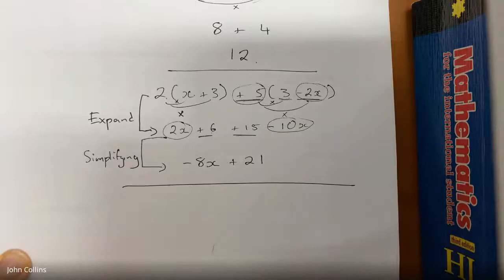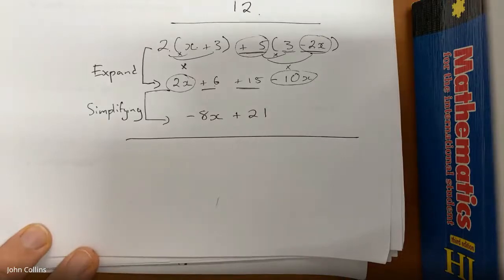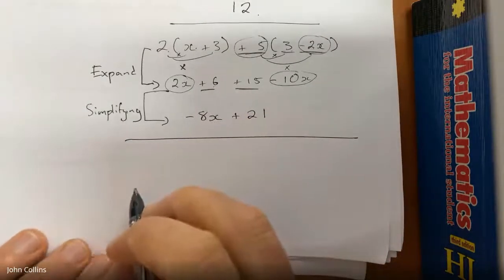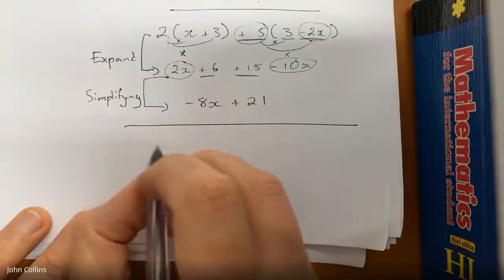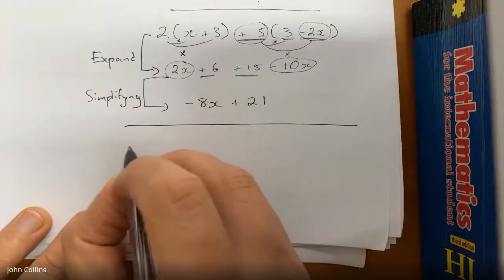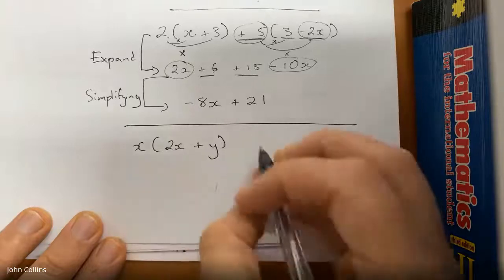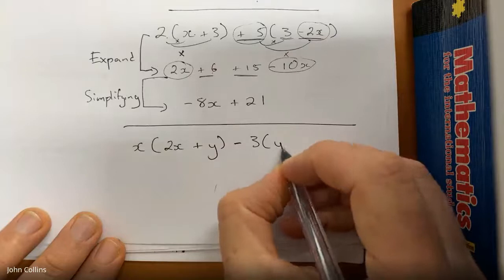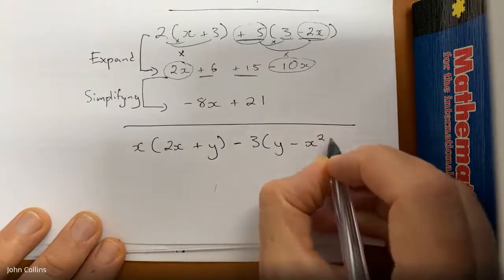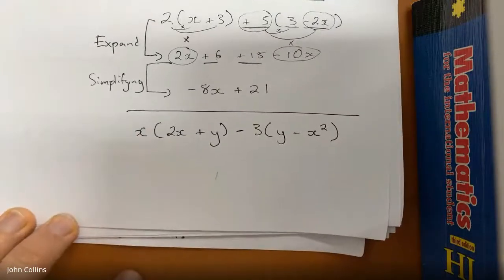I'm going to go and do one more example because we've done this a number of times, so I'll go through it again. But I'm going to do it, and this is the first time, with negative numbers. All right. And some squares as well in the variables. So if I have x times 2x plus y minus 3 times y minus x squared. Now the key here is to expand and then simplify in 2 steps.